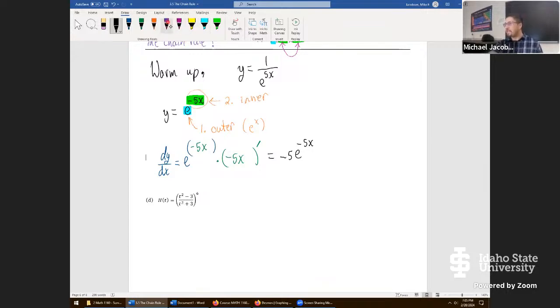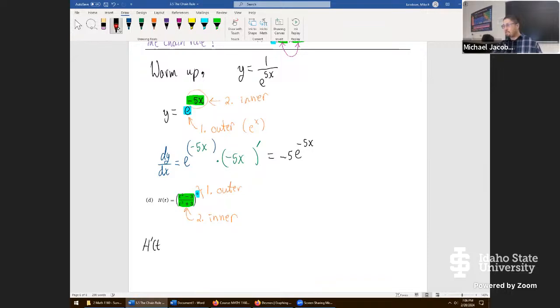Now, taking the derivative of this thing has the same feature. There is an inner function. It's that rational function on the inside. So this will be inner. The outer function is the power 6 function. So if we were to color code these in the same way, we'll do green for the inner function, blue for the outer function, and here's how the derivative starts.